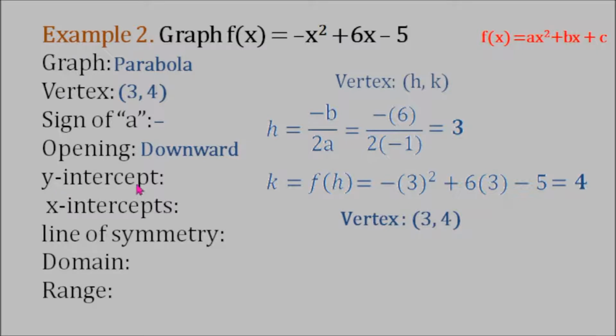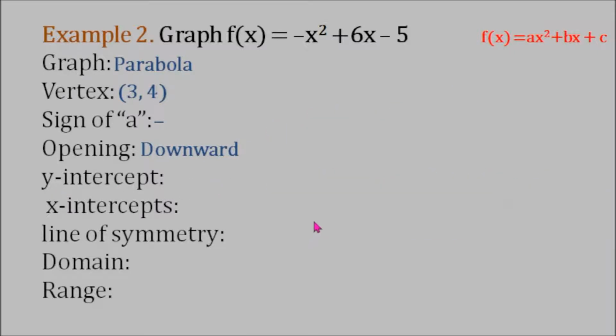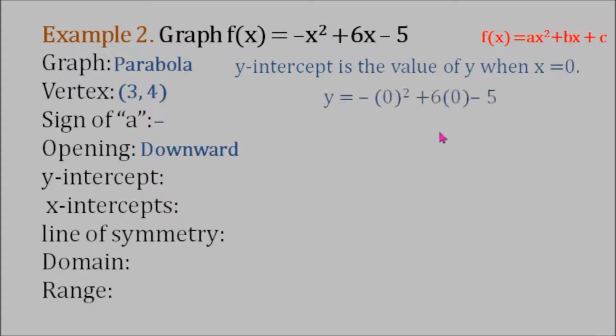Now let's find the y-intercept. The y-intercept is the value of y when x is 0. So meaning to say, we are going to substitute 0 into all the x's we have here. So that is negative of 0 squared plus 6 times 0 minus 5. Simplifying this, we have -5. So our y-intercept is -5.